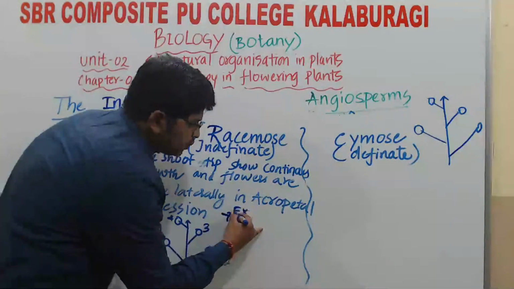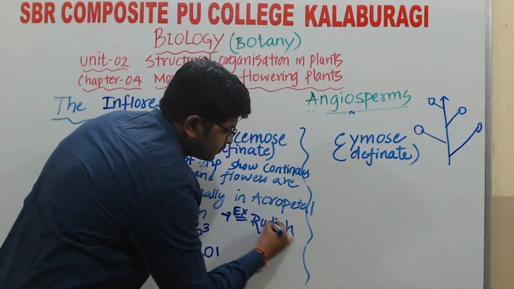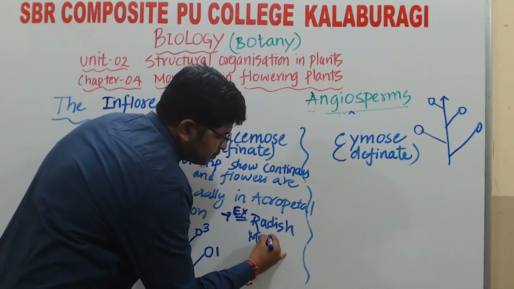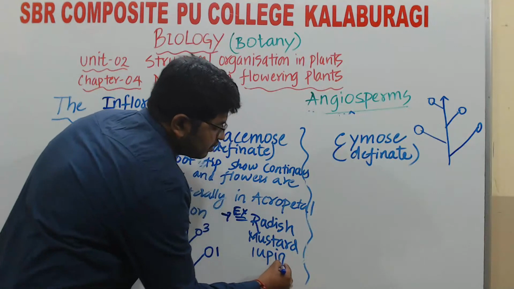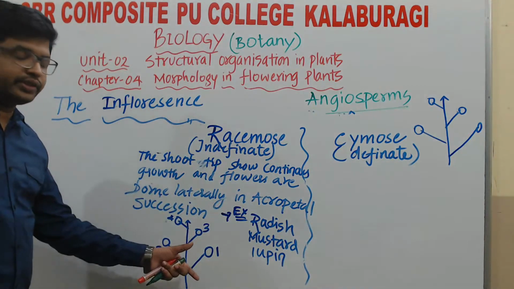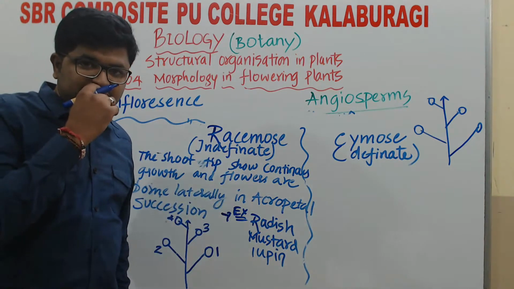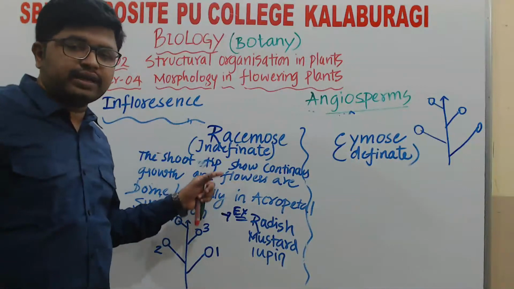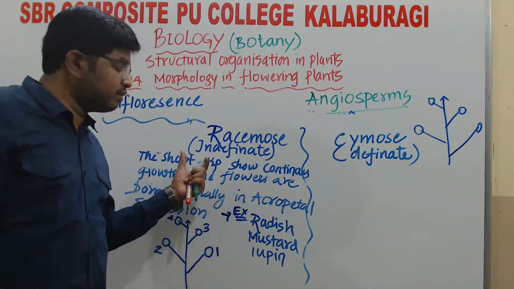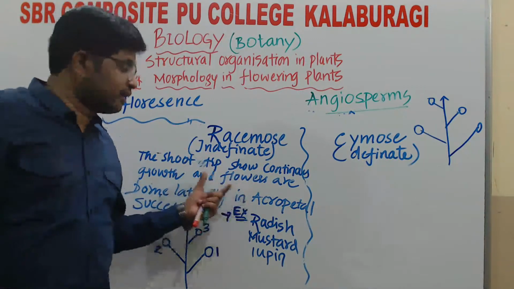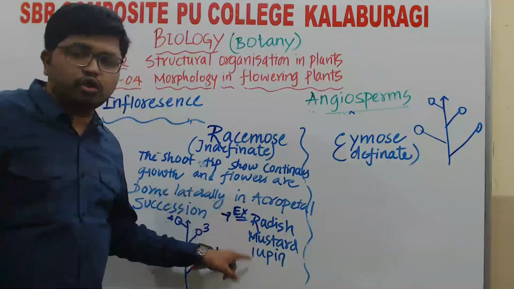What are the examples for racemose? Radish, mustard, and lupin. Kindly note these examples, which are very important. In racemose inflorescence, the axis shows indefinite or indeterminate growth, and the flowers are borne laterally in acropetal succession. Examples are radish, mustard, lupin.